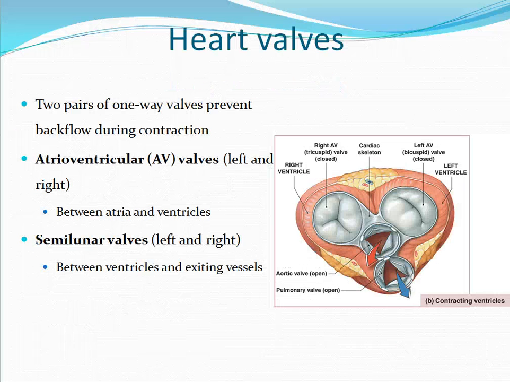Between each of the chambers and between the ventricles and the great vessels, you will find two pair of one-way valves. These valves function to prevent the backflow of blood during contraction. One set of valves are known as the AV valves, the left and the right. These are found between the atria and the ventricles. The other set of valves are called the semilunar valves, the left and the right. They are found between the ventricles and the exiting vessels.